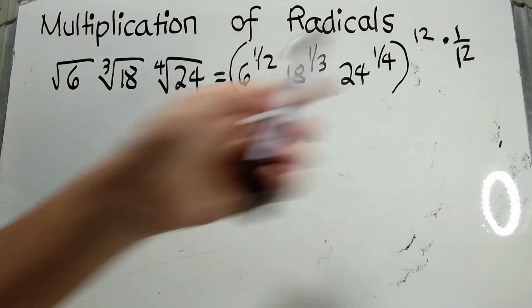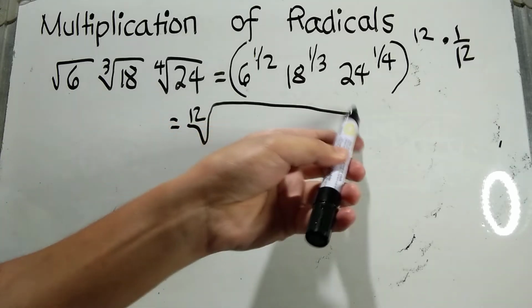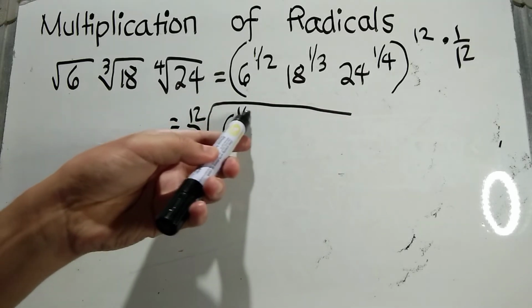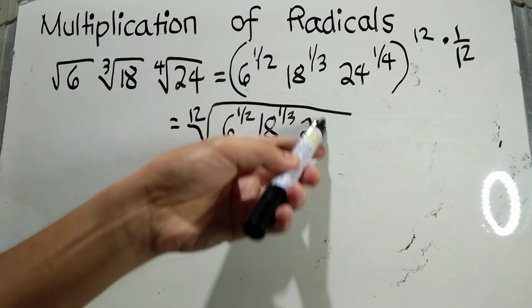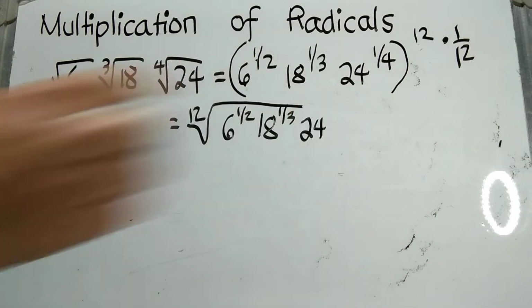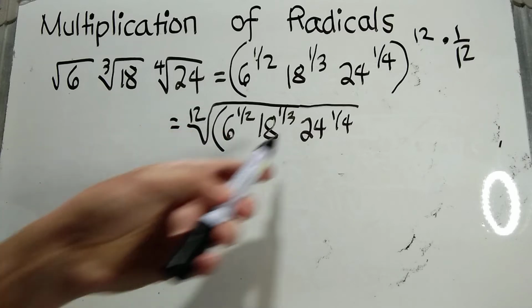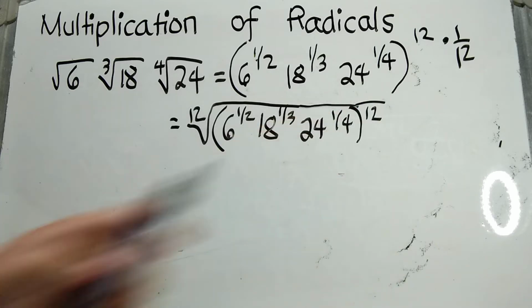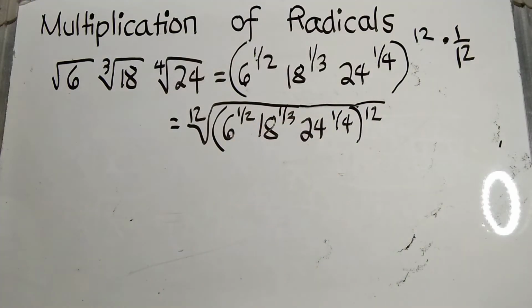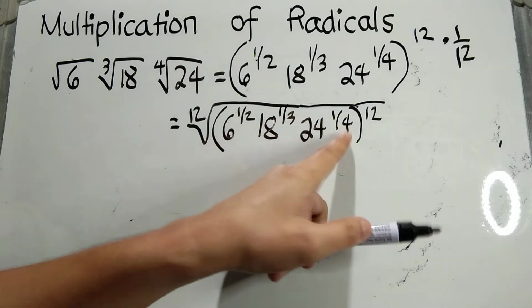So in this case, 1 over 12, this is now understandable that this is now 12 root of 6 raised to the power of 1/2, 18 raised to the power of 1/3, and 24, which is now raised to the power of 1/4. And take note that this is still being powered to 12 because we have remaining 12 here. So according to the rule, one of the properties of exponents, we have to distribute our exponent 12 to every exponent here.